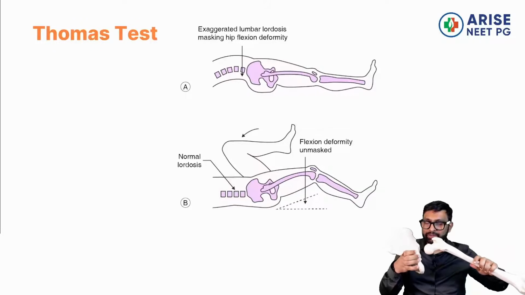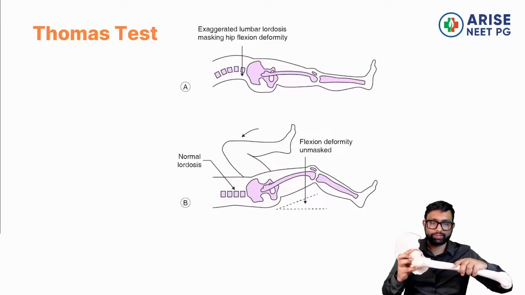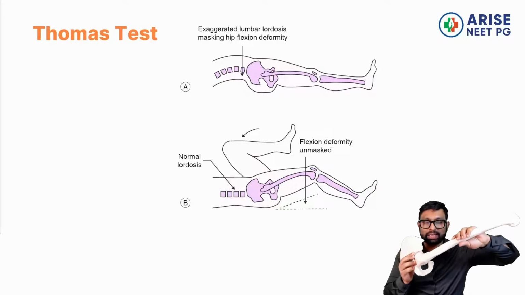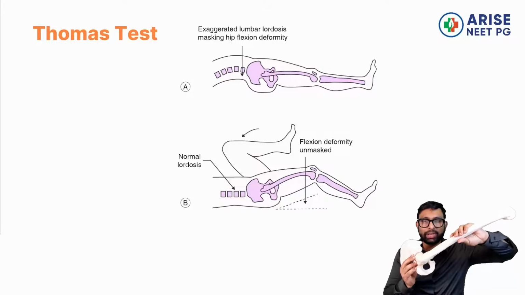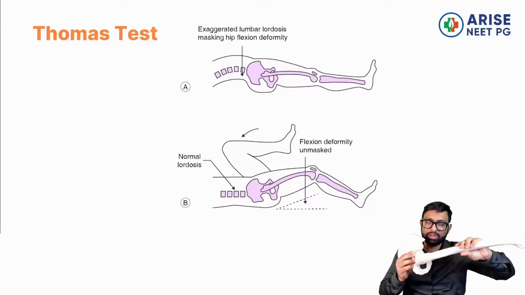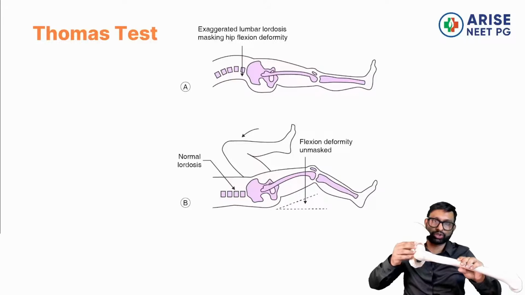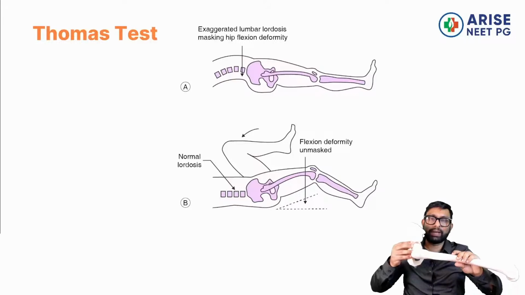See here. If this is your hip joint and there is a flexion of the hip, normally a patient will compensate. He doesn't want his hip to be flexed. So to reduce a fixed hip flexion, his spine goes into lordosis like that. So this flexion deformity gets masked because of lumbar lordosis.